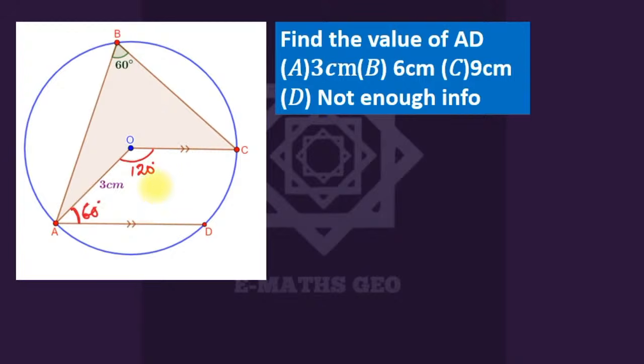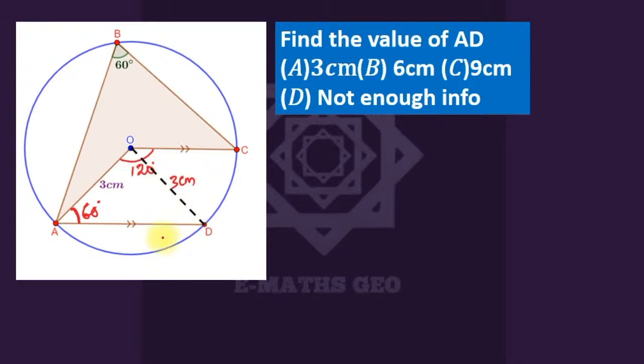So finally, because we're looking for AD, they gave us AO as 3 cm. So let's add an auxiliary line running from O to D. We see that this is also the radius of the circle, so this is 3 cm. OD is also the radius, which is 3 cm.